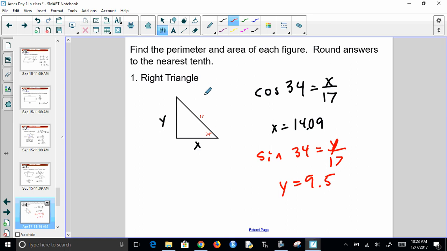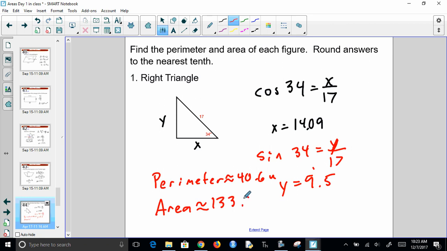So if I want to find the perimeter, I just add those up and I get something close to 40.6-ish. So the perimeter is about 40.6 units. And now the area, I multiply those two together, so 14.09 times 9.5. The area is about 133.9 square units. All right, so that's how we found the area and perimeter of that right triangle.